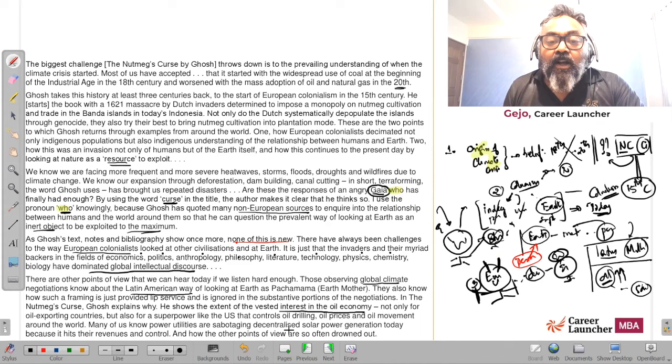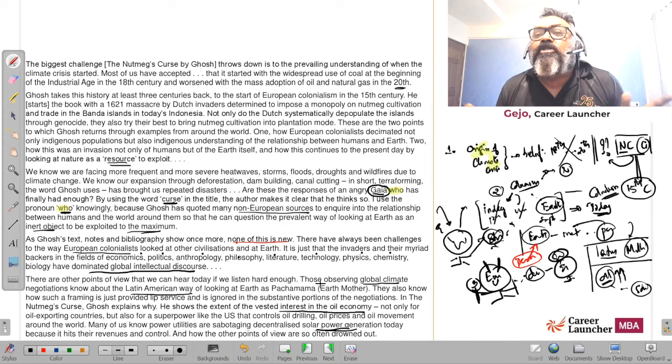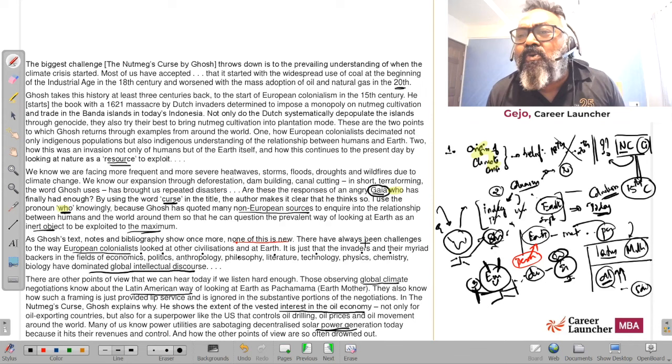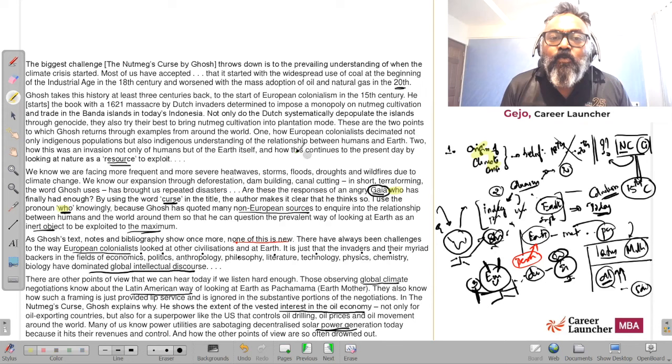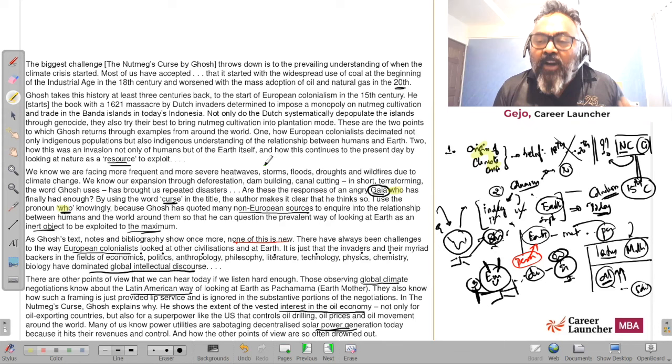He's basically saying, so what is the origin? Then that passage talks about the origin. The origin is not what you think. The origin is not about coal. Don't blame the coal. Let's go back and look at what these colonists did, what they did to the ideology that indigenous people had, the relationship they had with Earth. That has all changed. They don't consider Earth as a person.